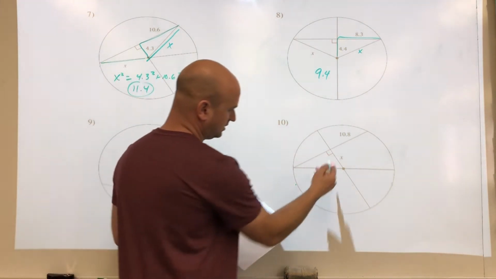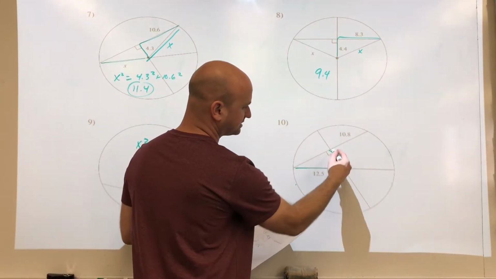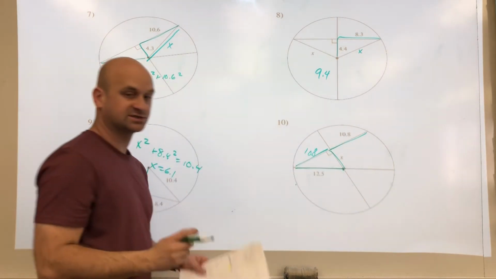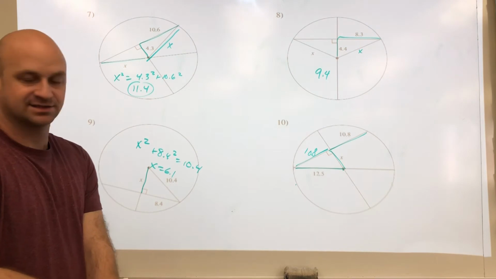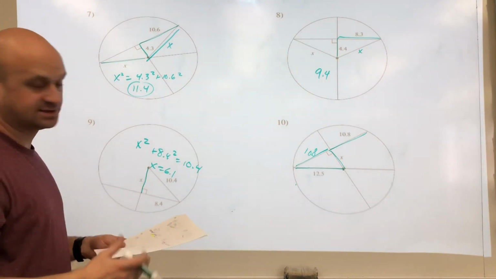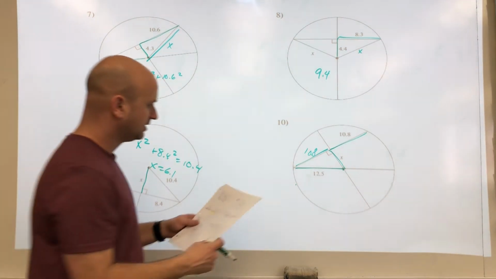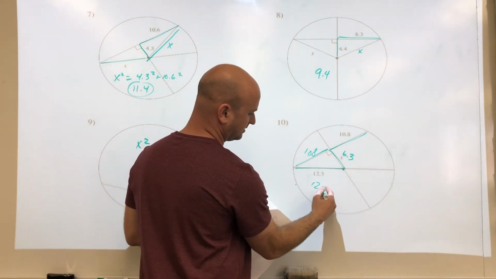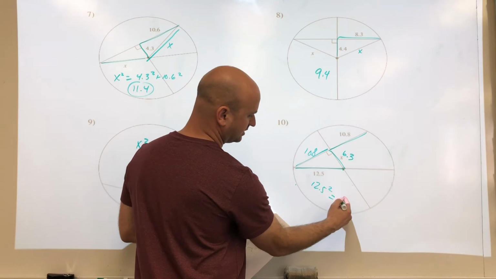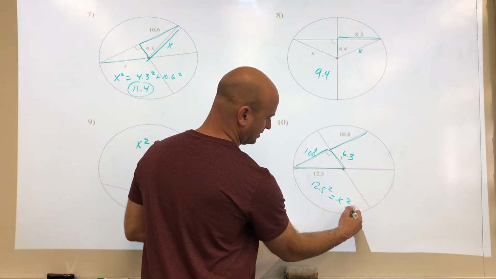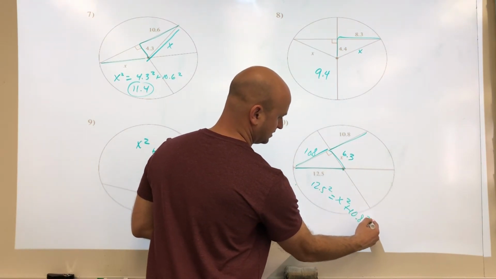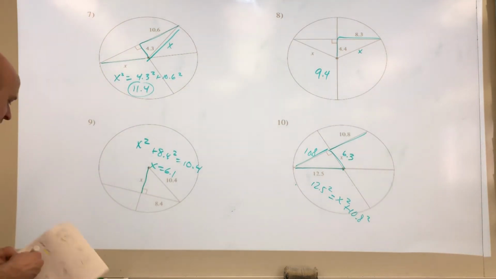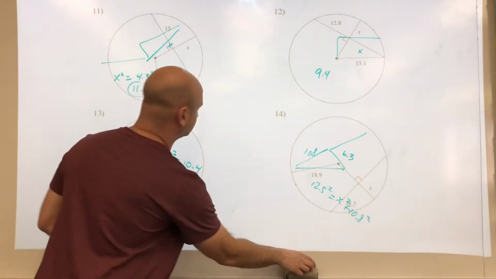All right, over here, they want you to find x, they give you this. They tell you this is 10.8, which this also has to be 10.8 because a chord is going to be bisected when there's a perpendicular diameter or radius going through it. And when we're all said and done, you're going to end up getting 6.3. You would have 12.5 squared equals x squared plus 10.8 squared. And then use Pythagorean theorem to figure out the missing values.